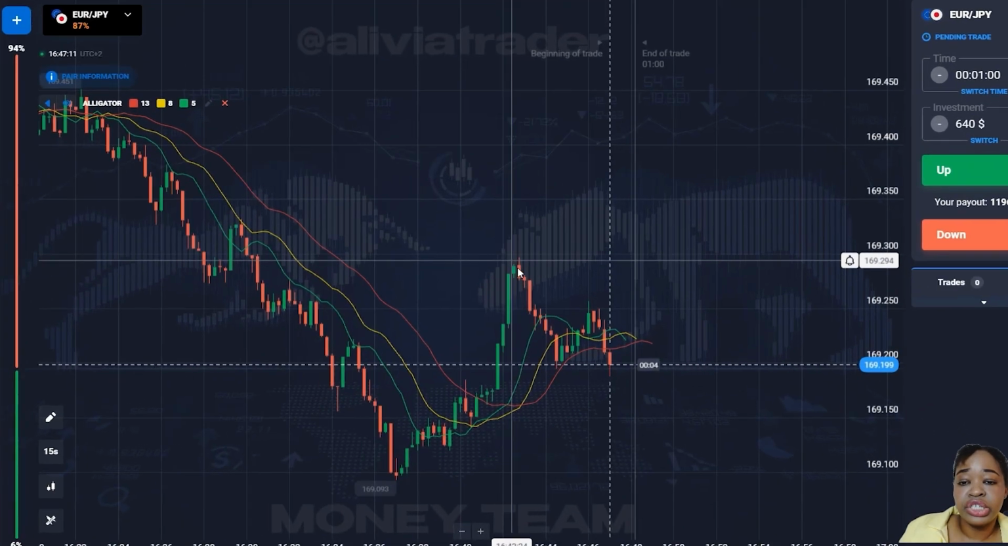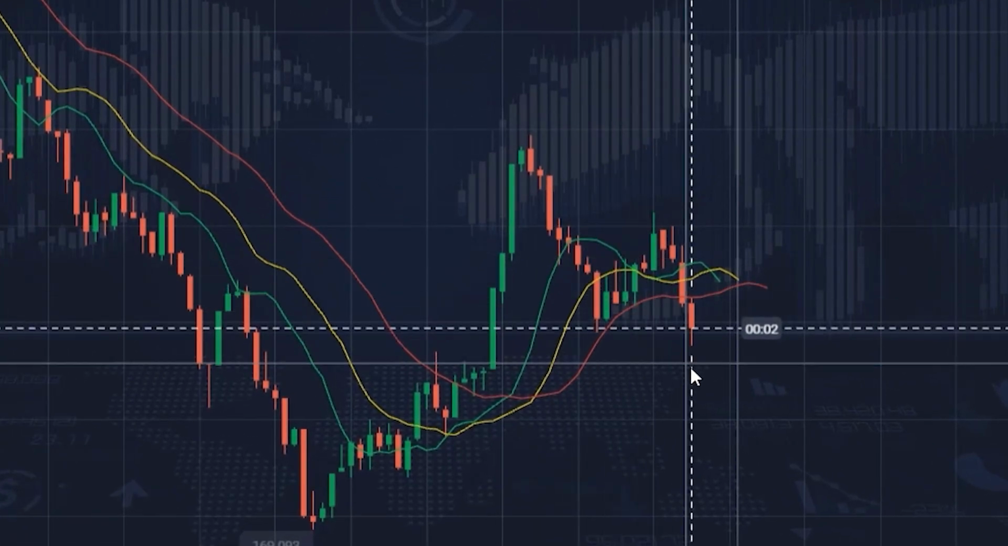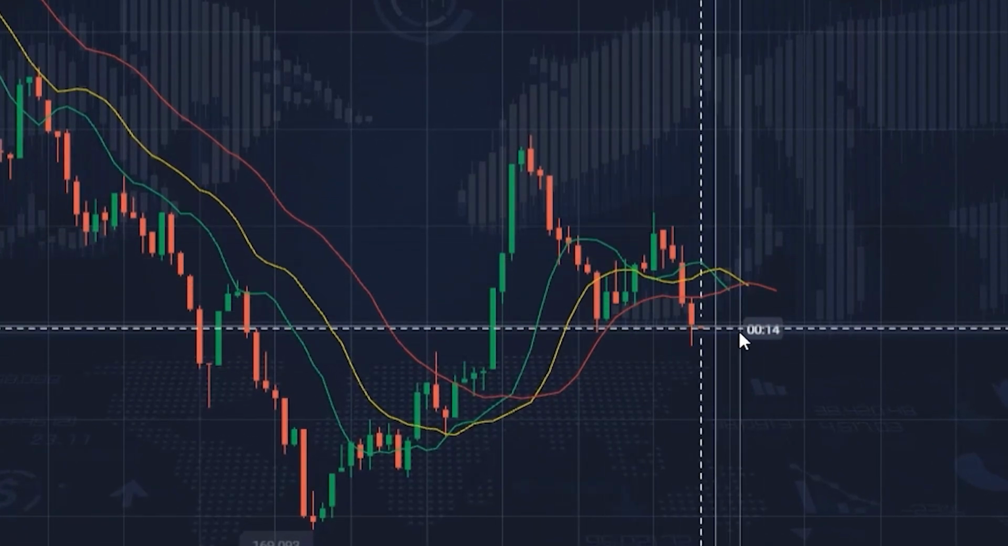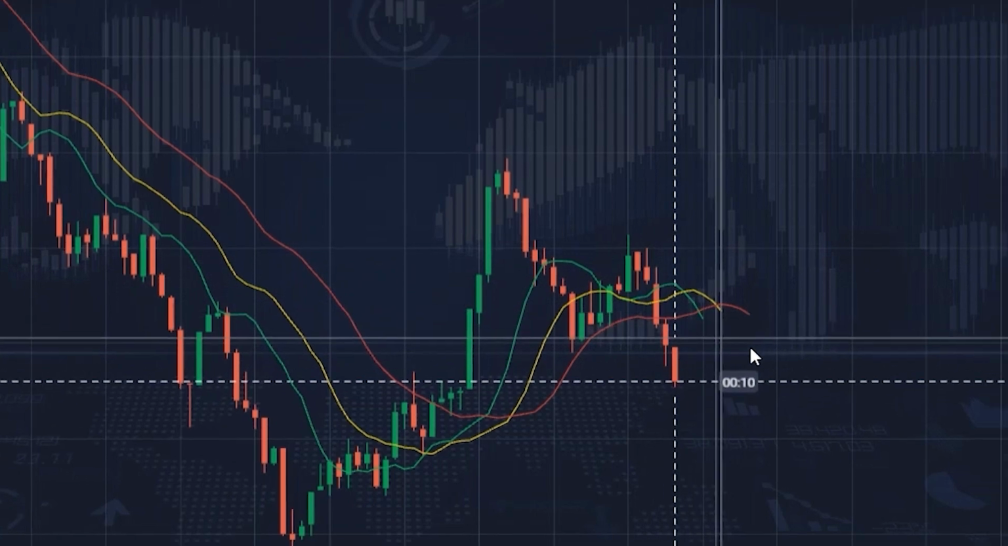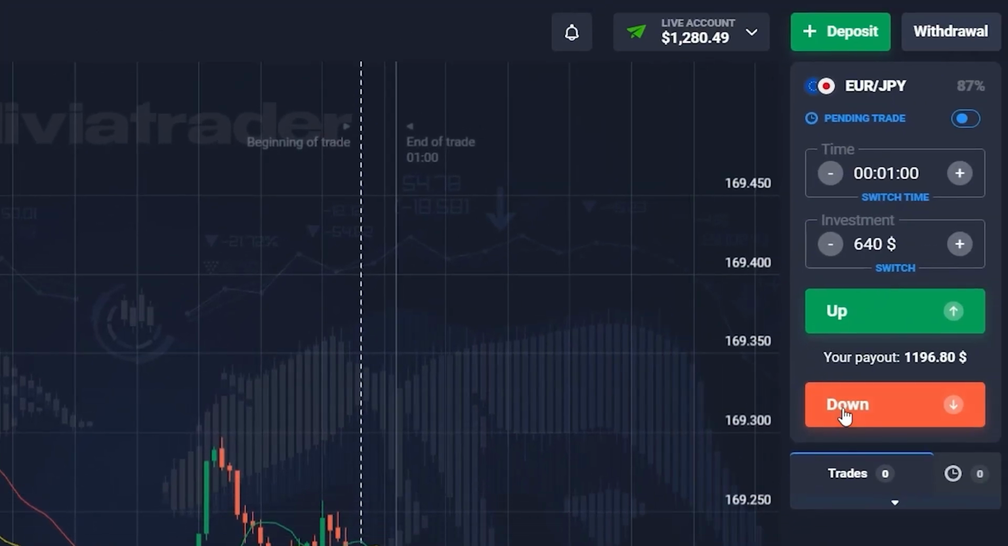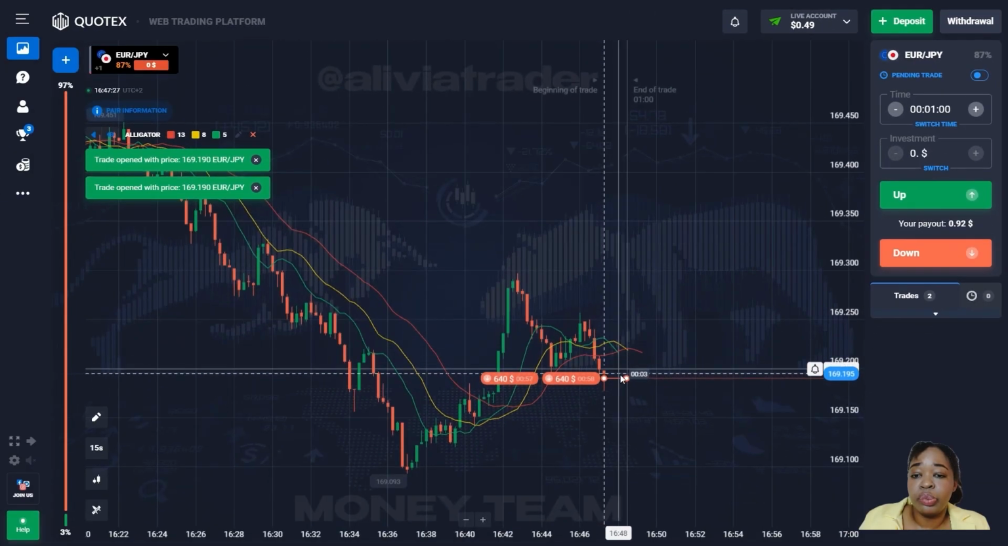Here you can see the price is making a good pullback up. At the same time, now we have a crossing of the alligator lines and the price is moving downwards. In this situation, I'm going to open a down trade for a minute because the indicator says that the price has a good potential for a downward movement.